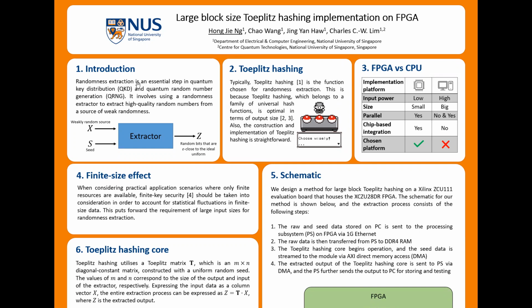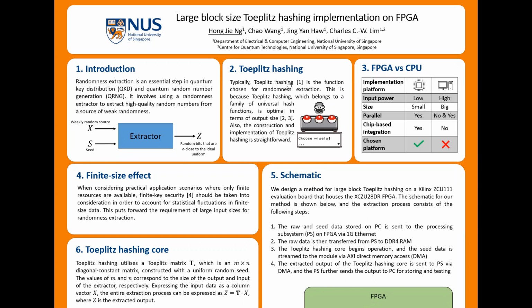First, allow me to provide an introduction to our project. Randomness extraction is a vital step in quantum key distribution and quantum random number generation. We use a function, also known as an extractor, that has a weakly random source as an input and a uniform seed as the other input. The output of the function are random bits that are epsilon close to the ideal uniform distribution.